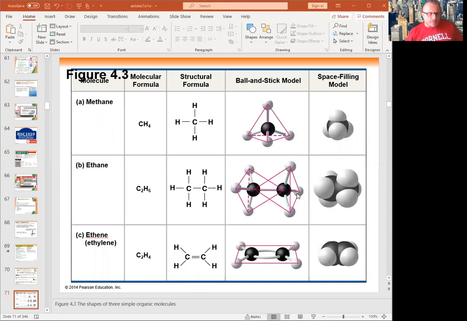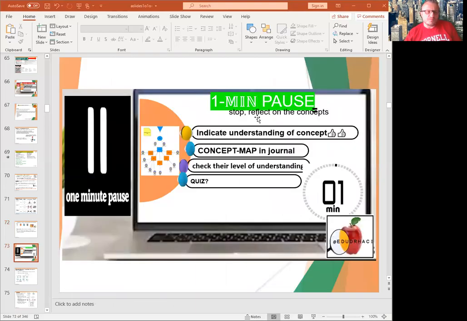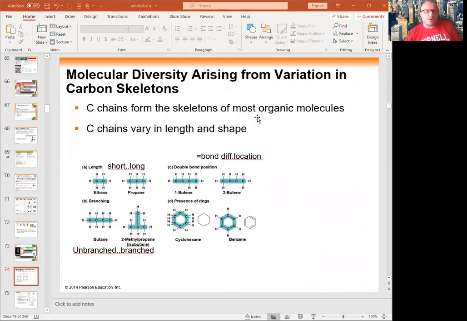Okay, so here are some examples of basic organic molecules, with their molecular formula, structural formula, space-filling model, and ball-and-stick model. Again, besides carbon, we have hydrogen, oxygen, and nitrogen. Carbon has 4 valence electrons, so carbon can make 4 covalent bonds. Molecular diversity arises from the variation in carbon skeletons.